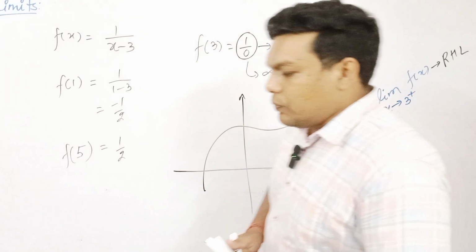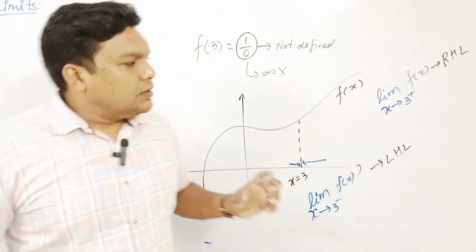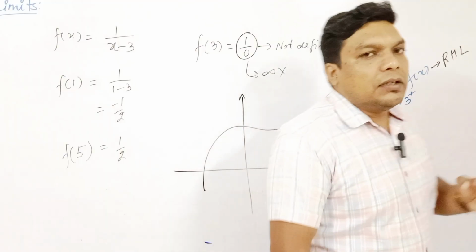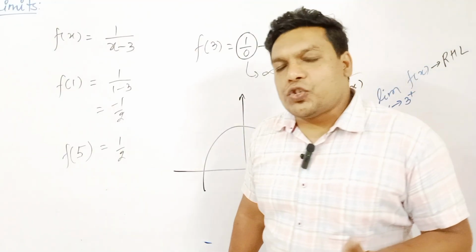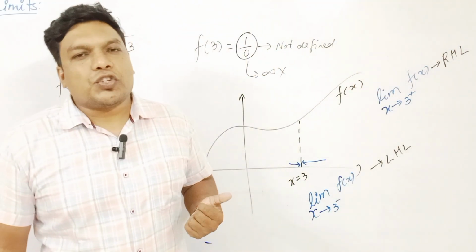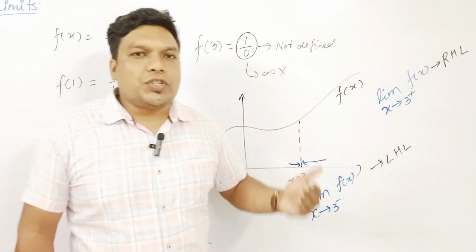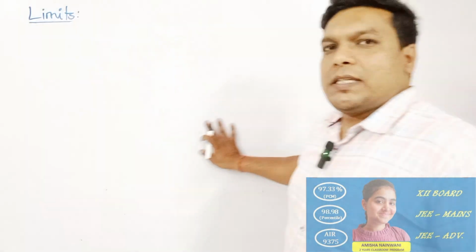Okay, so this is when we use the concept of limits to know the behavior of the function, what is going on in the function, what will be the behavior of the function just after and just before. This was at x equals 3.